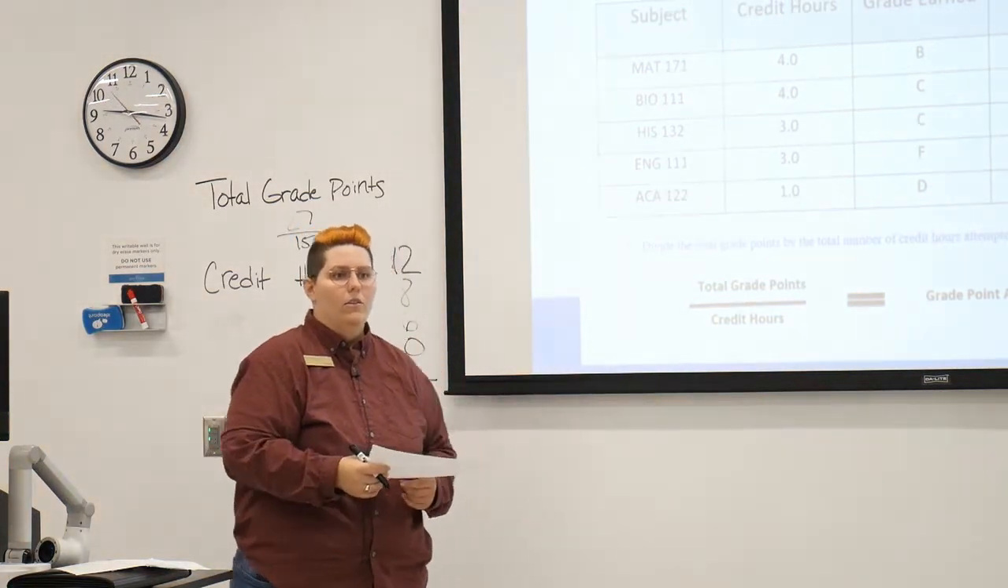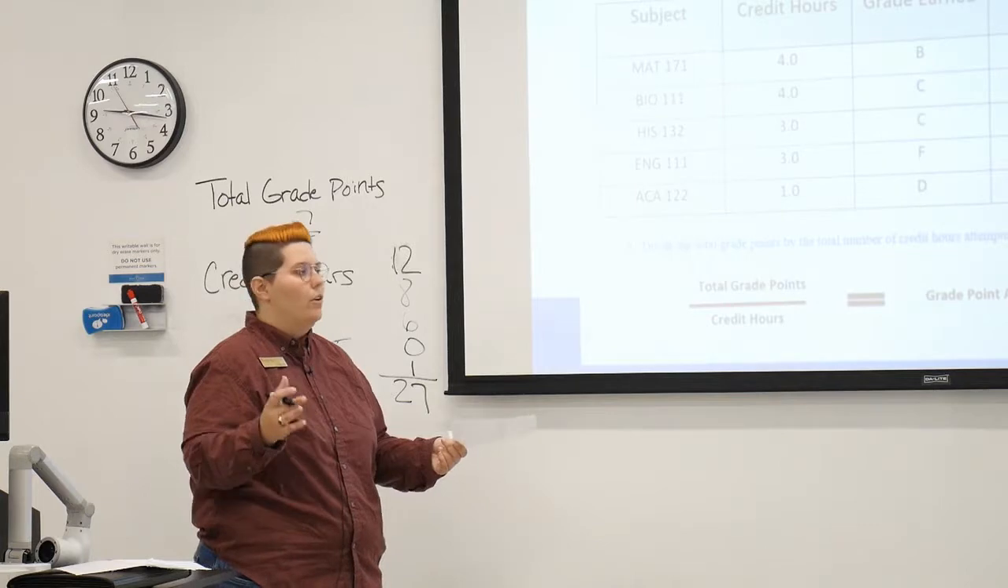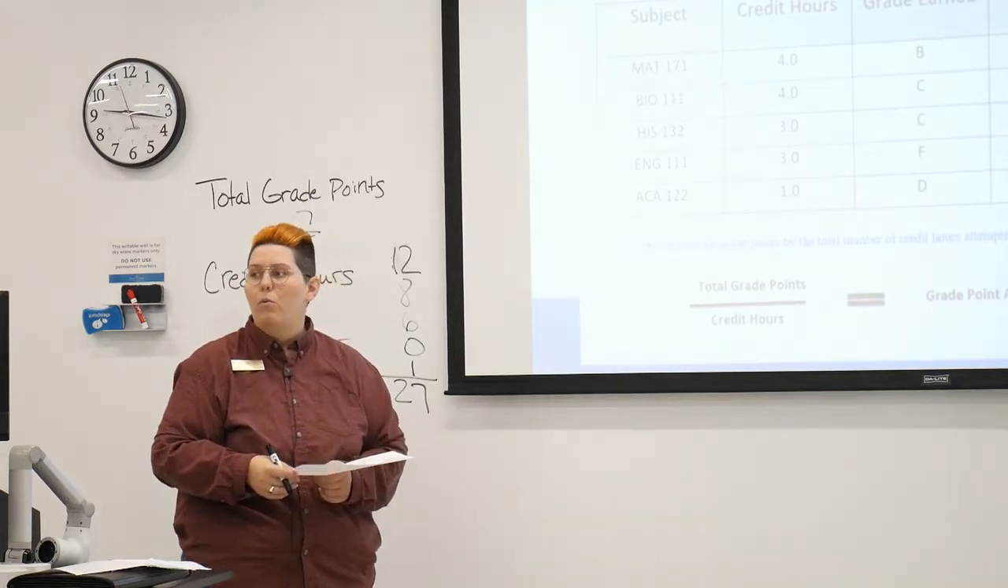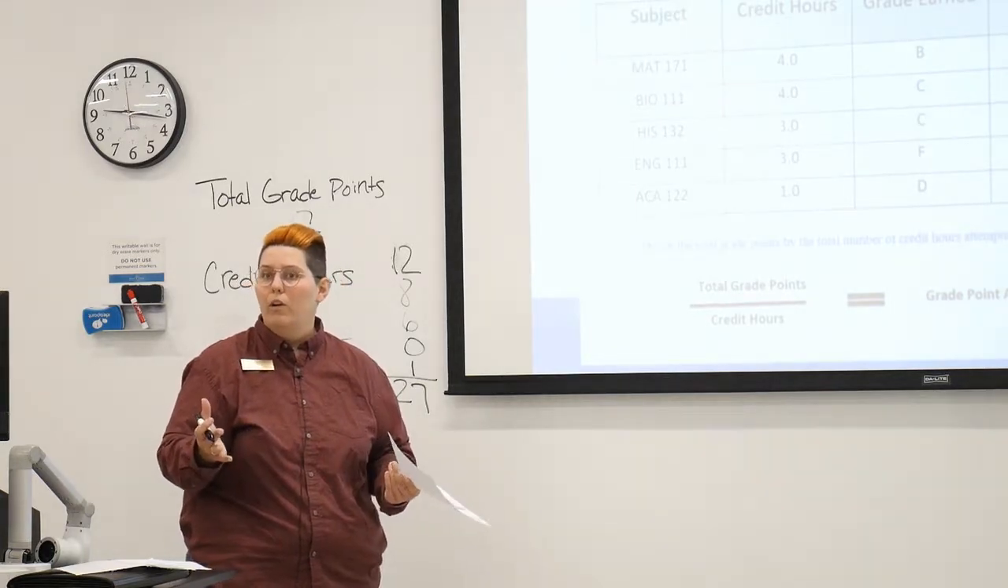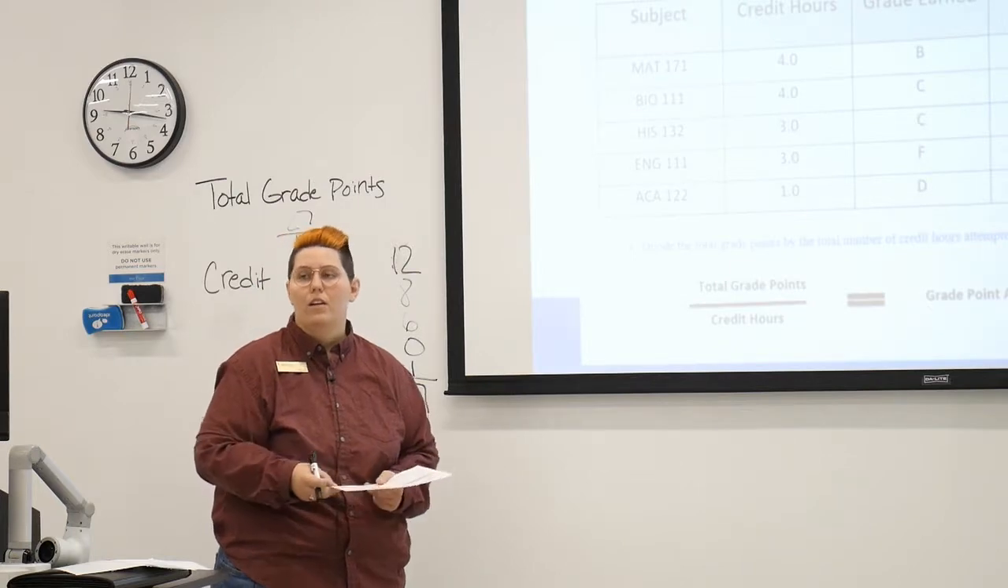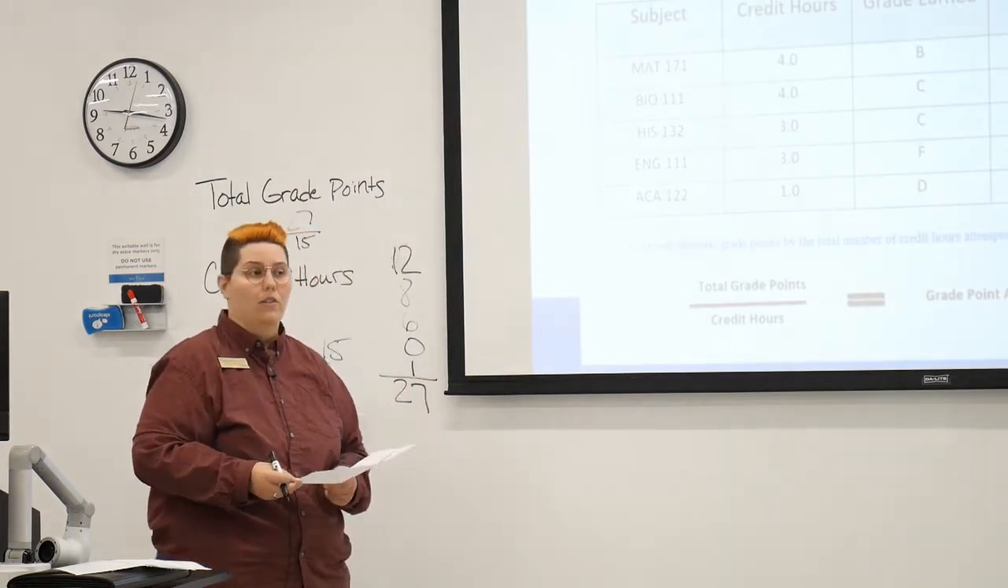1.8. So that student, if this was their first semester dropping below that 2.0, that student would then be on academic warning, or if it was their second semester, they would then be on academic suspension.